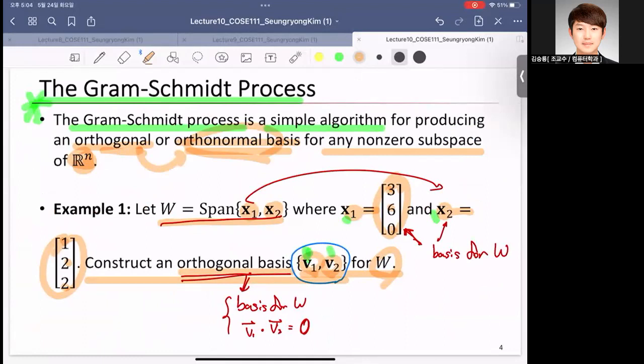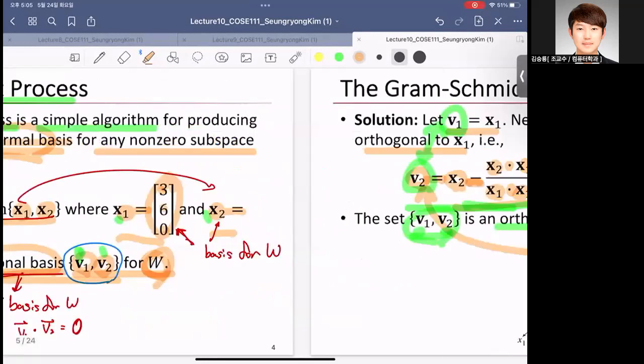So here was the example for your subspace W, which was spanned by vectors x1 and x2. x1 is here, x2 is here. First of all, x1 and x2 were a basis for the subspace W. Then the question is constructing an orthogonal basis v1 and v2 for subspace W. So we have to find an orthogonal basis. Right? How to find this?